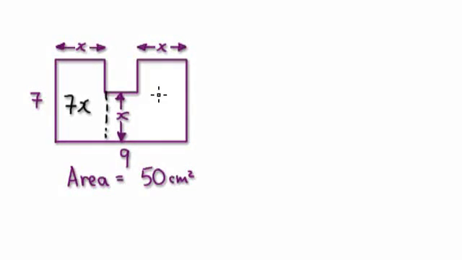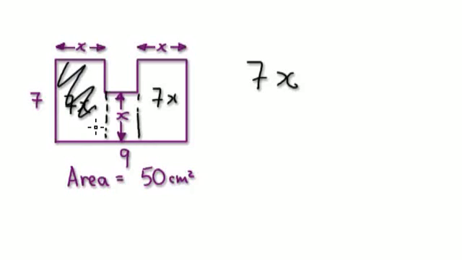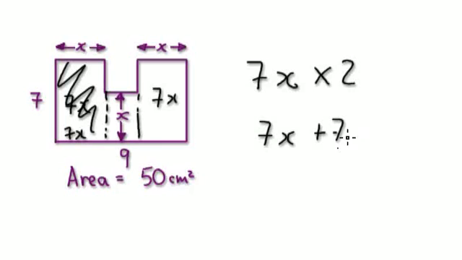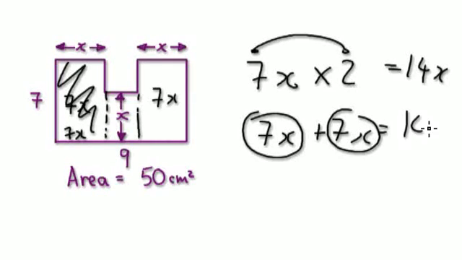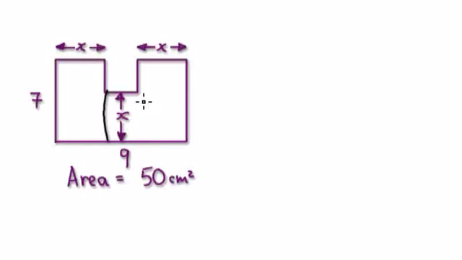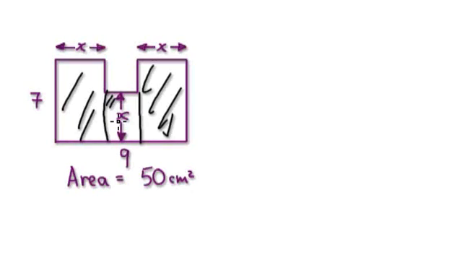So this here is 7x, and then you've got another 7x over here. You could visualize it as 7x, which is this area here, times 2, or you can say this area here, 7x, plus 7x. Up here, 2 times 7x is 14x, or you can visualize it down here as 7x plus 7x, which is also 14x. So 14x represents these two areas here. Then you also need to add this area here.